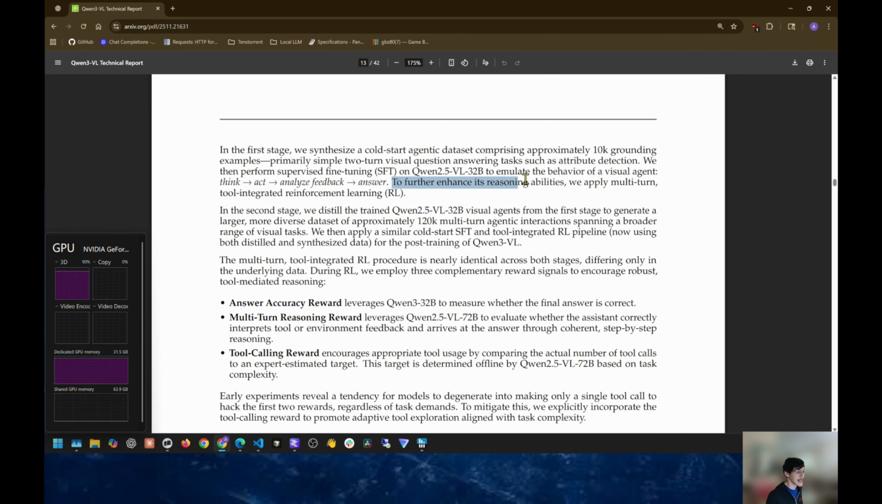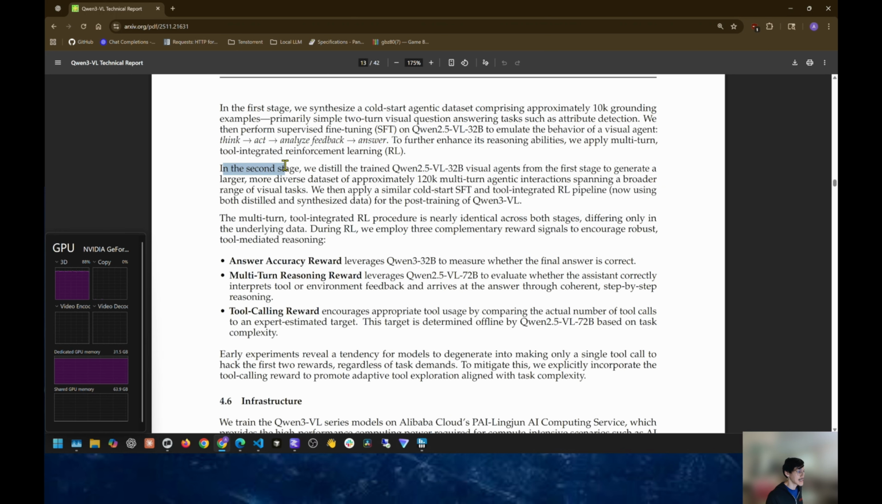To further enhance its reasoning capabilities, we apply multi-turn tool-integrated reinforcement learning. In the second stage, we distilled the trained Qwen2.5-VL-32B visual agents from the first stage to generate a larger, more diverse dataset of approximately 120,000 multi-turn agentic interactions spanning a broader range of visual tasks. We then apply a similar cold start SFT and tool-integrated RL pipeline, now using both distilled and synthesized data for the post-training of Qwen3-VL.